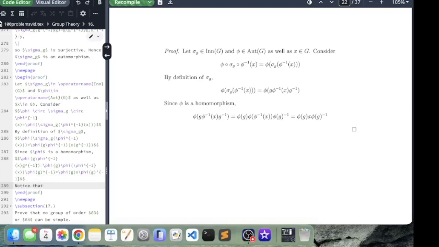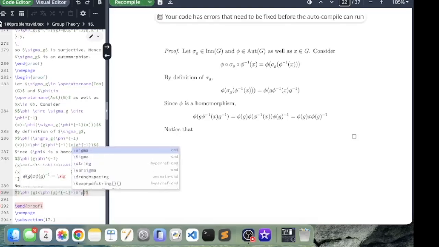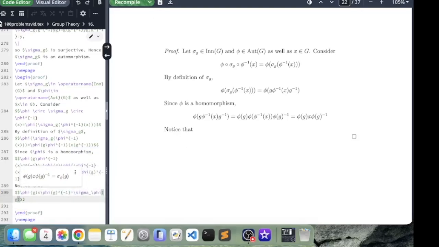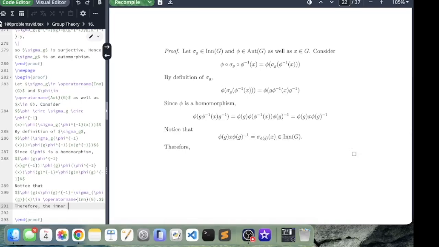So notice that we'll take this last guy, is equal to sigma sub phi of g, I'm going to put that in curly brackets, of x, which is in the inner automorphisms of G. Therefore, the inner automorphisms of G are a normal subgroup to the automorphisms of G. And we're finished with part B.